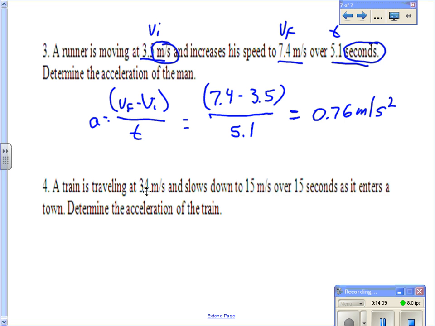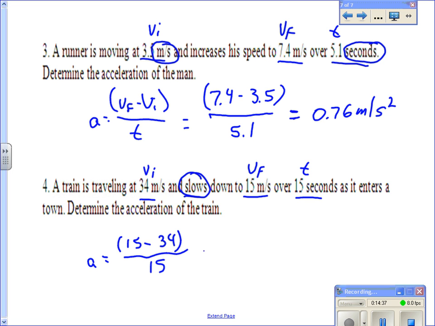All right, a train is traveling at 34 meters per second, and it's going to slow down to 15 meters per second over 15 seconds. So determine the acceleration. 34 is our VI, 15 is our VF. Notice that our VF is smaller than our VI, and that means we're going to have a negative acceleration, which is what happens when we slow down. So 15 minus 34 over 15. That gives us a negative 1.27 meters per second squared.